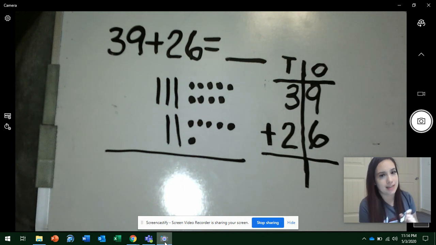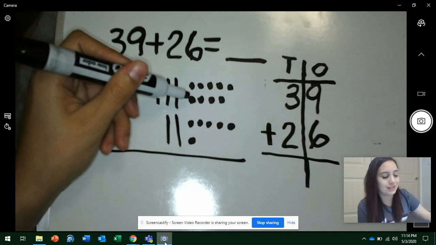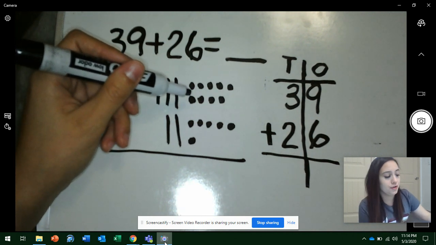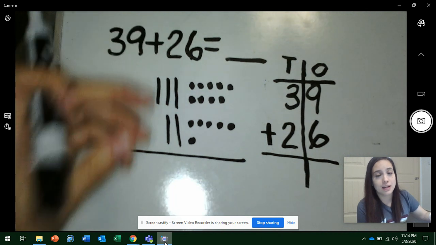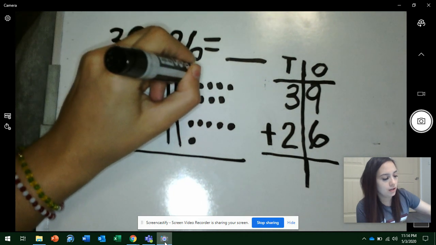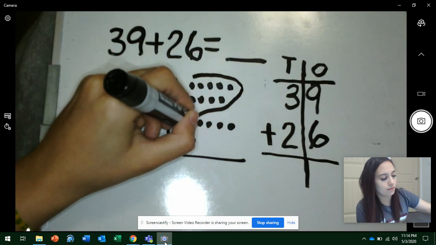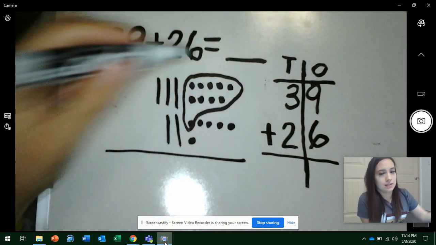Can you make a 10? Let's look at our picture. Well, I have 9 ones, and how many does 9 need to make a 10? Get ready. 1, yes. So we are going to circle these 9 with this 1. Can we make another 10? Get ready. No, right? We can't. So that's already a 10.